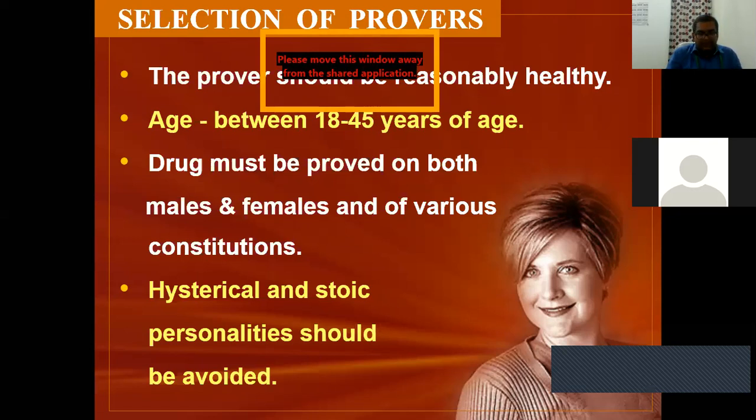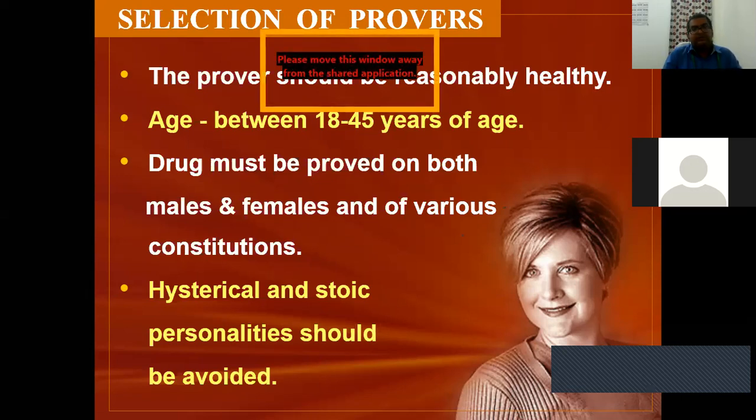Okay, in some other books that is relaxed. It may be like in a pediatric patient, but they are conscious and have a proper, normal mental status, then they are also accepted. So less than 18 and more than 45 is also accepted if everything is normal. Drug must be proved on both males and females and of various constitutions.